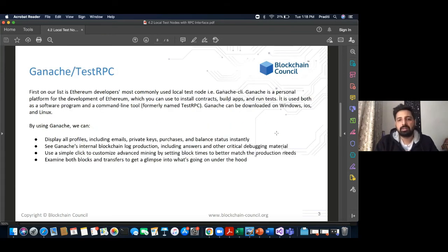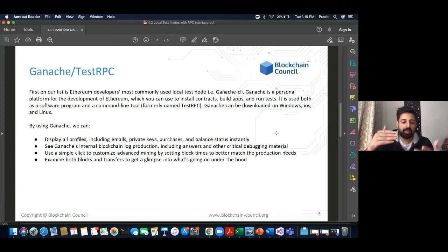Let's talk about Ganache. Ganache has got a very good UI, and it has got the CLI as well. First on our list of Ethereum developers, the most commonly used test node is Ganache. It is a personal platform for the development of Ethereum, which you can use to install contracts, build apps, and run tests. It is used both as a software program and a command line tool, and Ganache can be downloaded on Windows, iOS, and Linux.